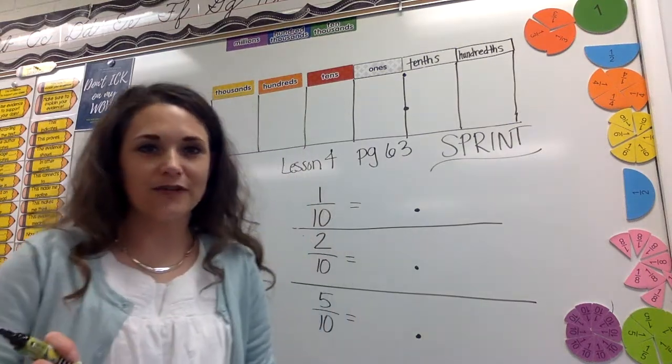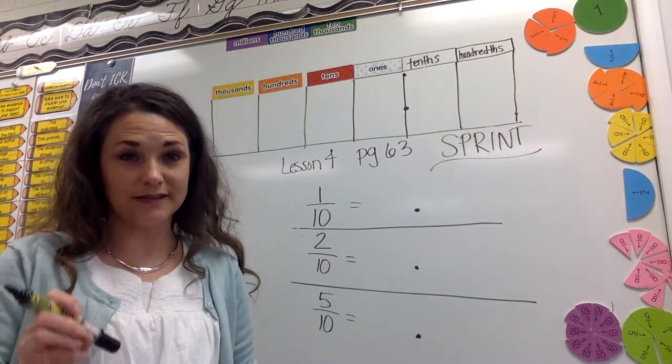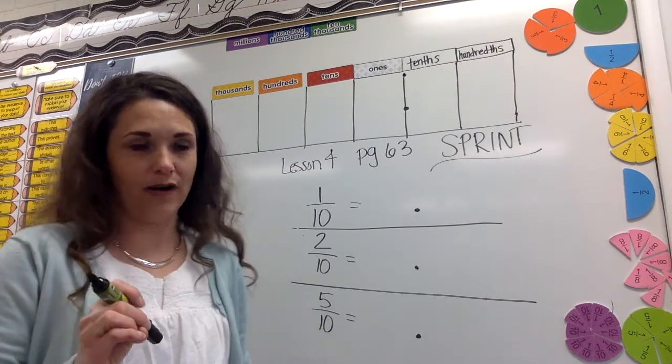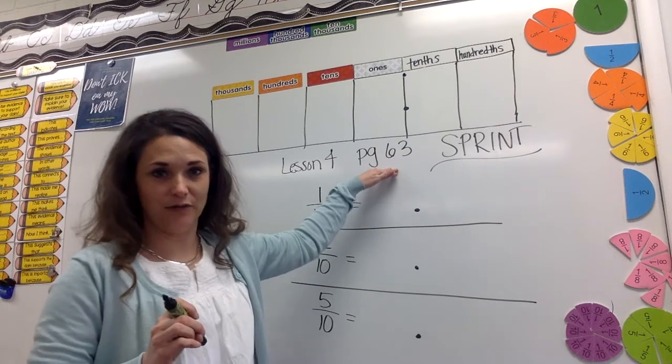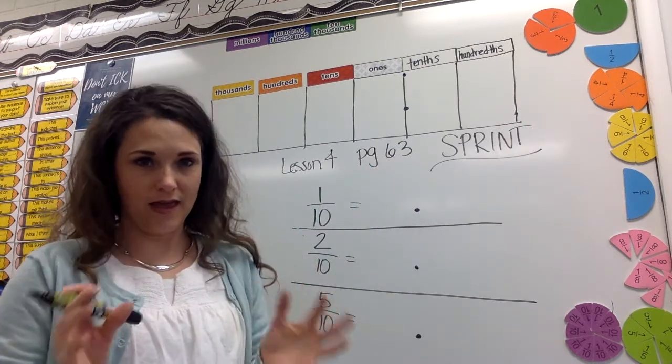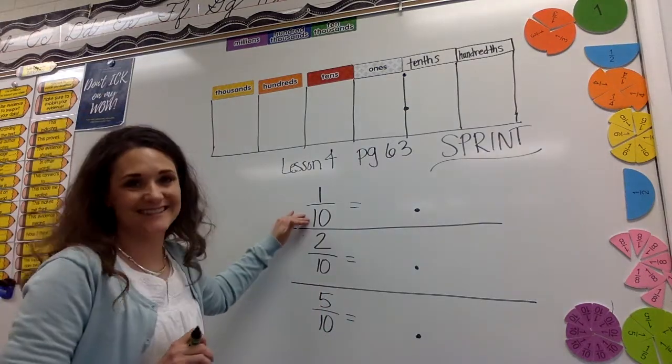All right, so part of your lesson today, after you finish lesson number 2, you're going to skip forward to Sprint lesson 4, and this is on page 63 in your red book. I'm going to walk you through and show you what they're wanting you to think as you're going through. So we're thinking in tenths, right?